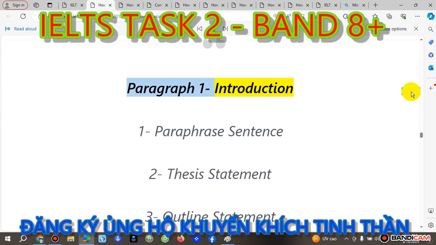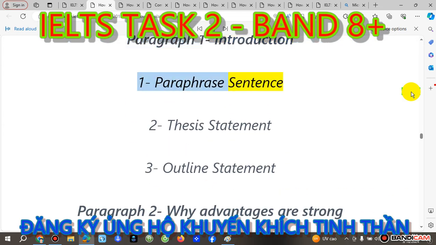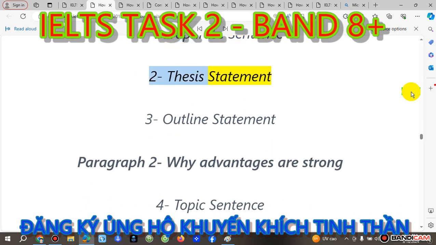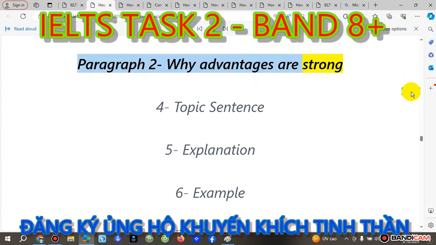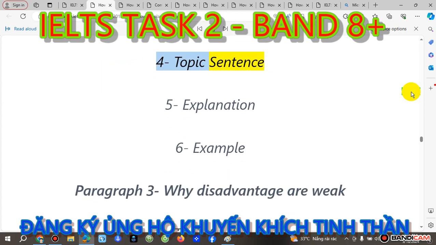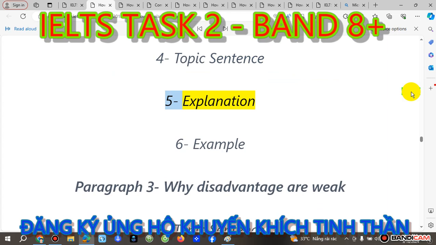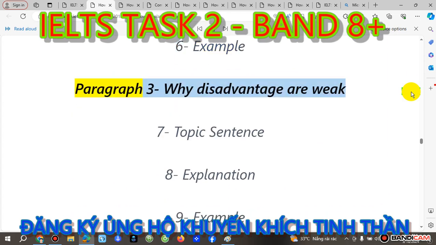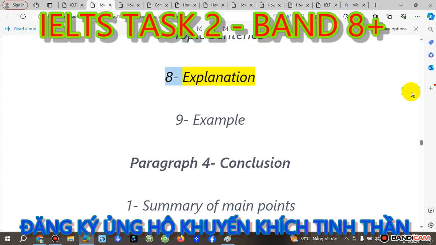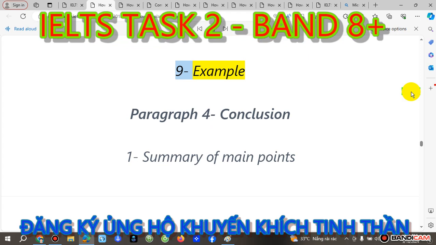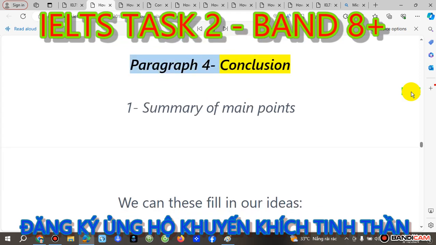Paragraph 1 Introduction. 1 Paraphrase sentence. 2 Thesis statement. 3 Outline statement. Paragraph 2 Why advantages are strong. 4 Topic sentence. 5 Explanation. 6 Example. Paragraph 3 Why disadvantages are weak. 7 Topic sentence. 8 Explanation. 9 Example. Paragraph 4 Conclusion. 1 Summary of main points.